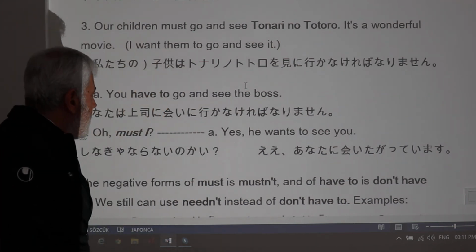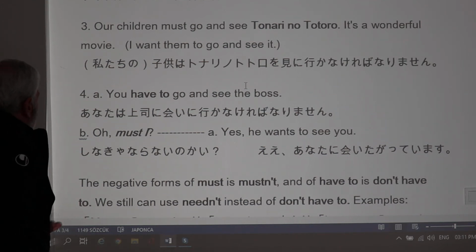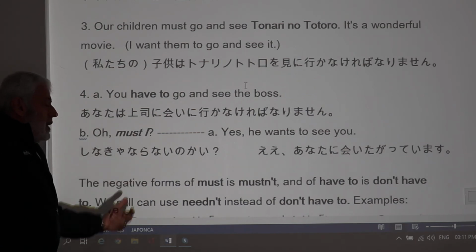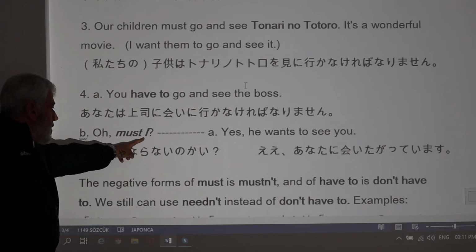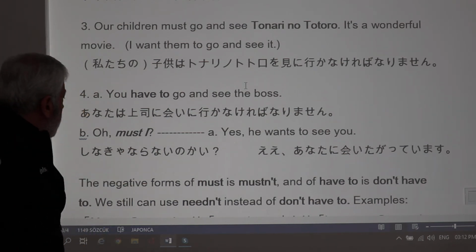You have to go しか使えない。You have to go and see the boss. そう、あなたは上司に会いに行かなければなりません。Oh, must I? Oh, must I? 愛は私、Oh, must I? 今は自分、I を使ってたら must は使います。自分自身について話してますから。Oh, must I?